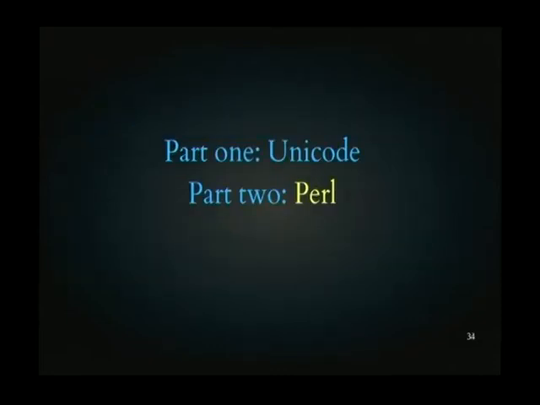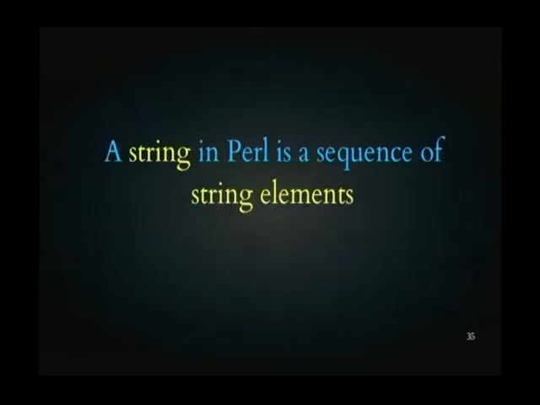All right, so that's the bare minimum that you need to know about Unicode. Part two is Perl, which is the bulk of my talk. So here's my definition for a string in Perl. It's a sequence of string elements. And I'm very careful not to say bytes or code points. I prefer the term string elements because it avoids having to decide between them.